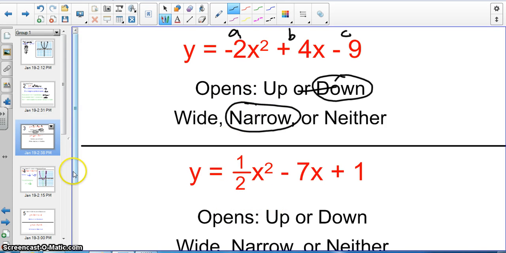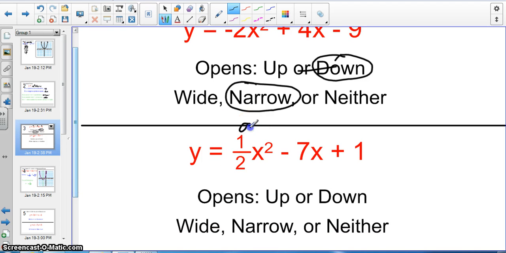If we look at the next one, look at A, B, and C. You'll notice that I will label these every single time. That's the first thing I do. A is positive, so it opens up. 1/2 is smaller than 1, so it's wider.